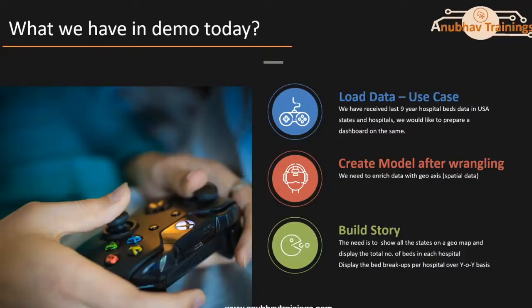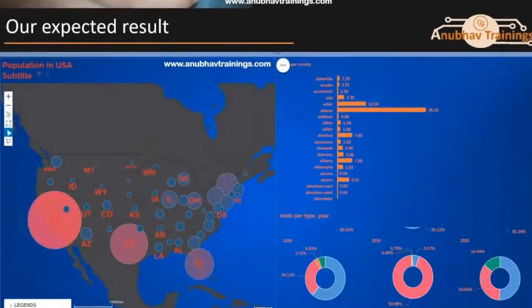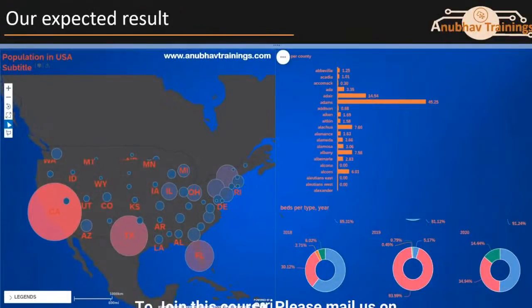So it's a 3-step process. We're going to load the data, we're going to create the model, do the wrangling on the data, and we are going to build the story to fulfill the user's requirement as per the screenshot mentioned here. So let me switch over to the output. This is how our expected result should look.